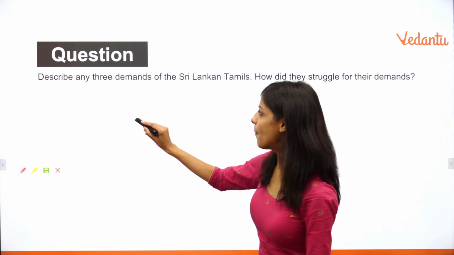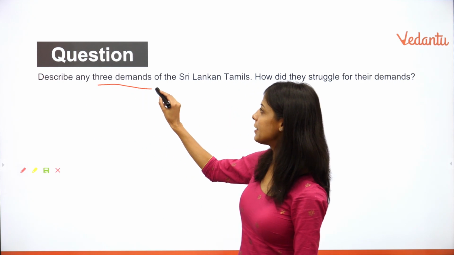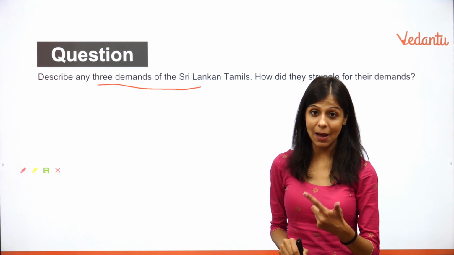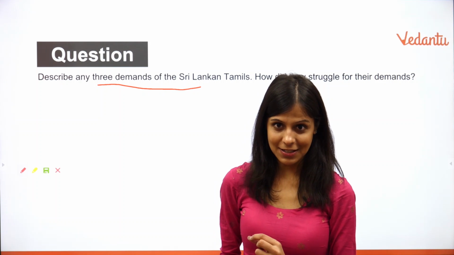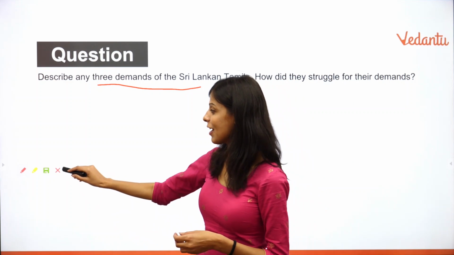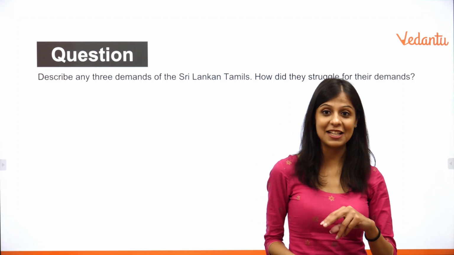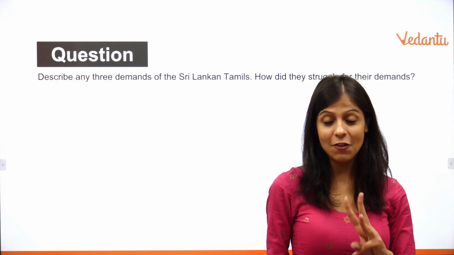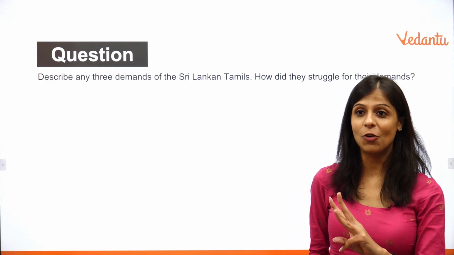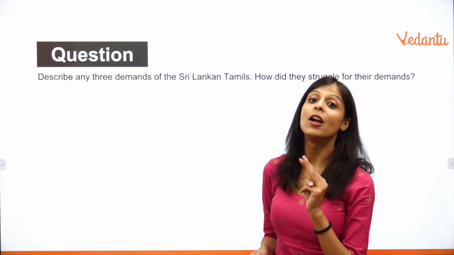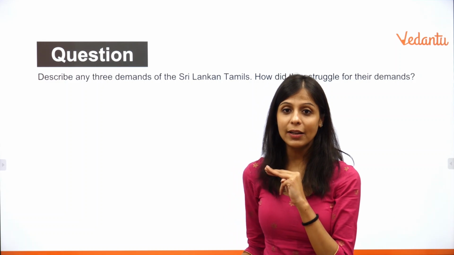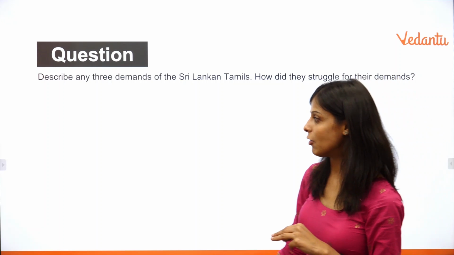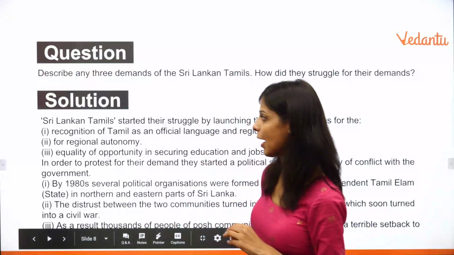Now they've talked about any 3 demands of Sri Lankan Tamils. How did they struggle for their demands? Okay, so this is the question, and we are expected to answer in 3 points, right? So they've clearly defined that they're looking for an answer that's going to be for 3 demands of Sri Lankan Tamils. Okay, so what pattern can you guys follow when you have to answer a question like that?